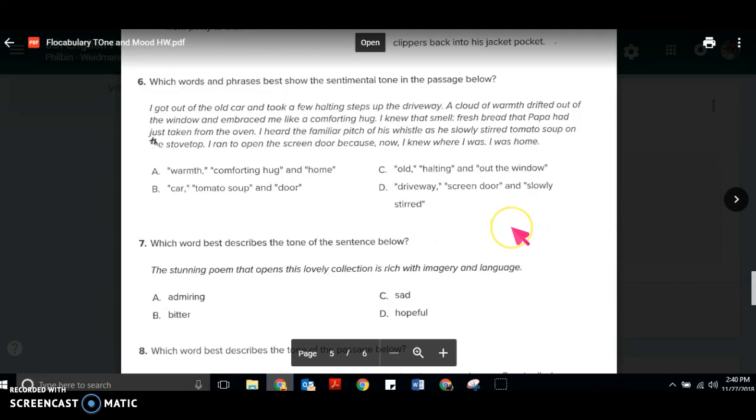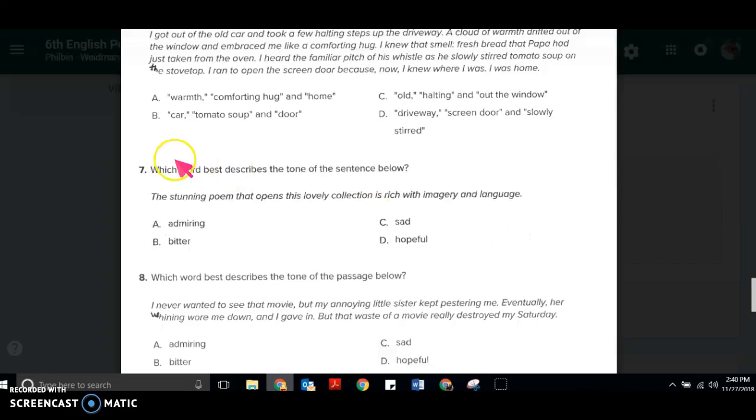Number 7. Which word best describes the tone of the sentences below? The stunning poem that opens this lovely collection is rich with imagery and language. Which word best describes the tone of the sentence below? Admiring, bitter, sad, or hopeful?